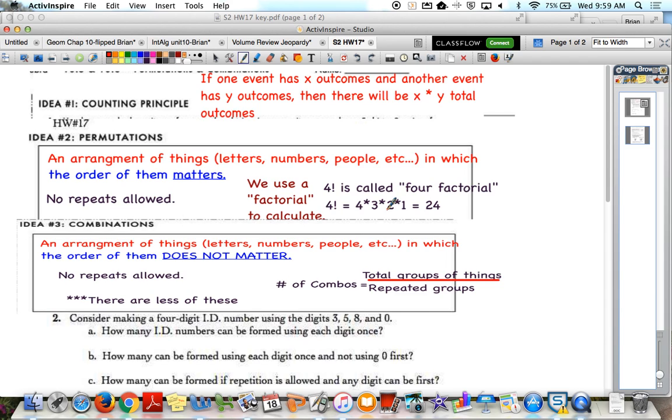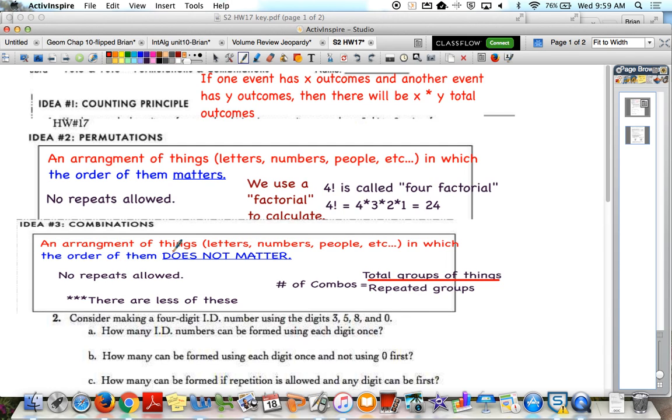The idea with the permutation is it's a little bit more specific, so it's an arrangement of things in which the order matters. However, no repeats are allowed. Sometimes with the counting principle we work with repeats, but in a permutation we narrow that down a little bit, and it applies to situations in which no repeats are possible. Combination also does not allow repeats, but what's different about a combination problem is it's an arrangement of things in which the order does not matter.